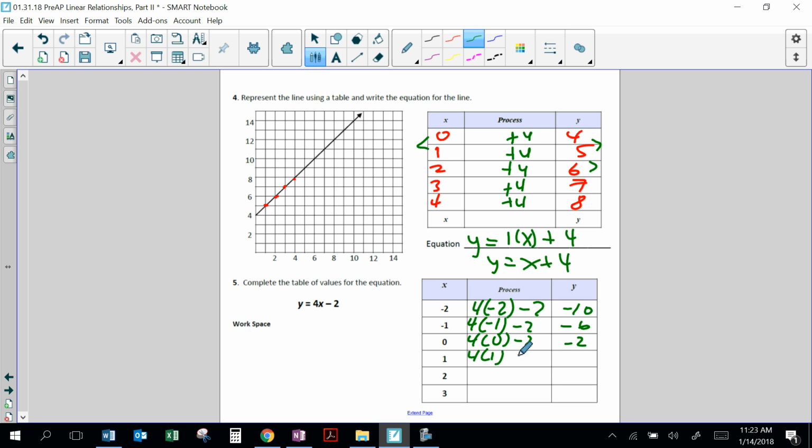4 groups of 1 is 4. Take away 2 is 2. 4 groups of 2 is 8. Take away 2 is 6. 4 groups of 3 is 12. Minus 2 is 10. And that is it.